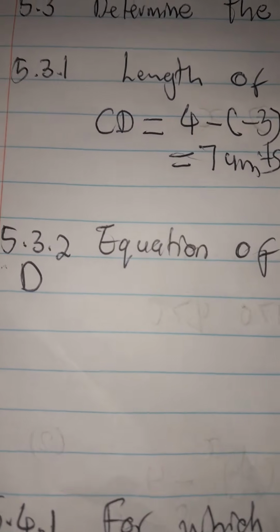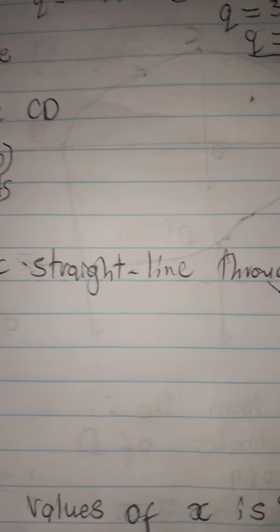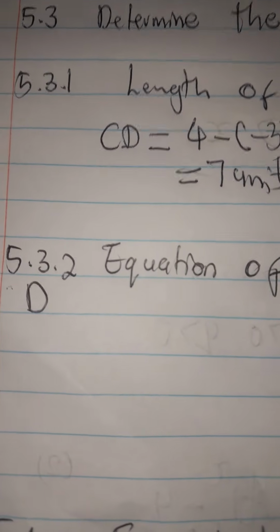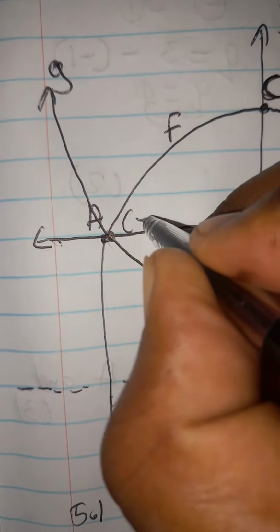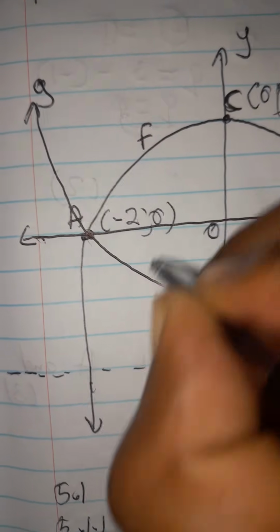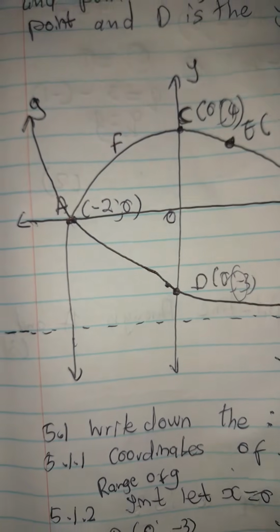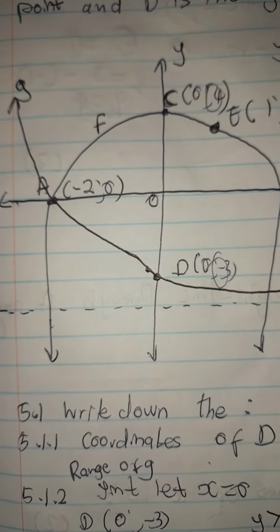Now they want you to determine the equation of the straight line through A and D. That's 3 marks. Okay, let's go back to our graph. Going back to our graph, we can see that A is negative 2 and 0. So we have to find the gradient of both so that we can find an equation, right? Okay, let's put that into practice.